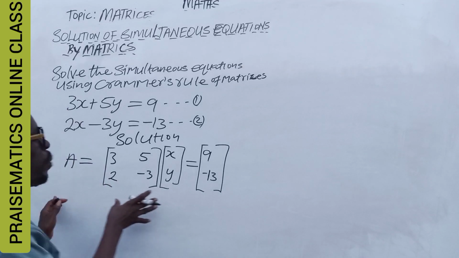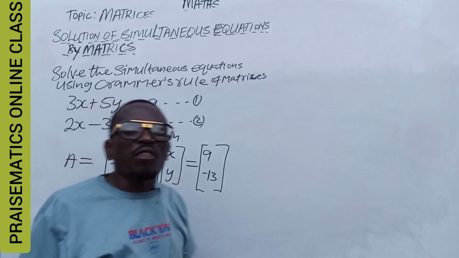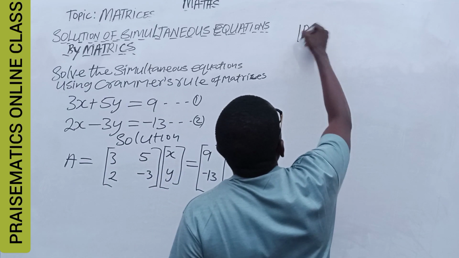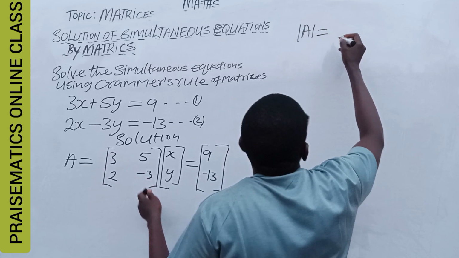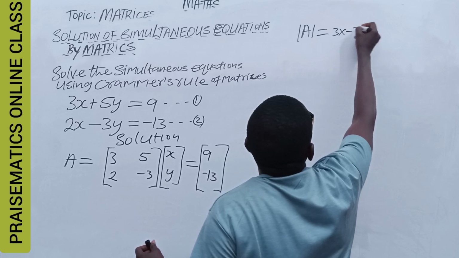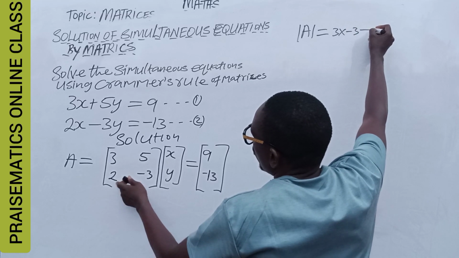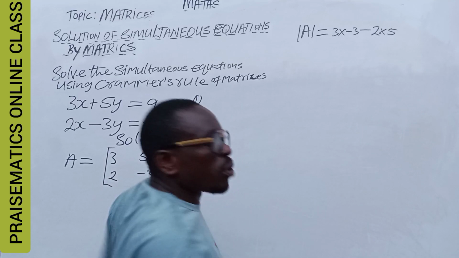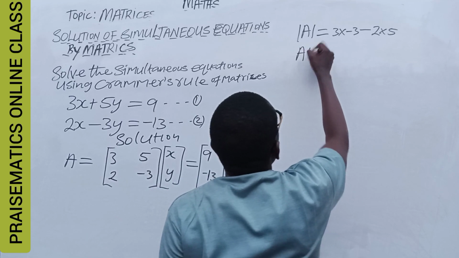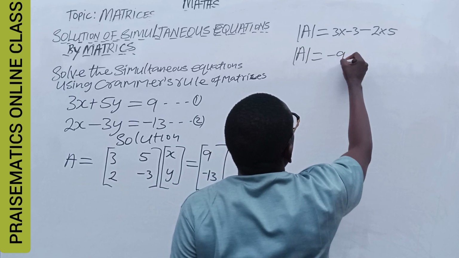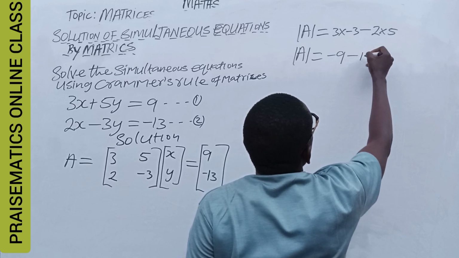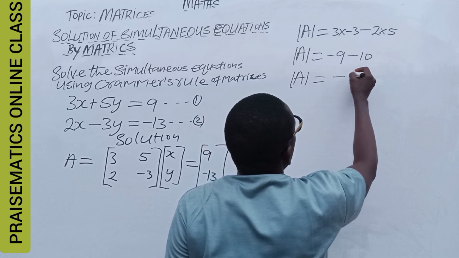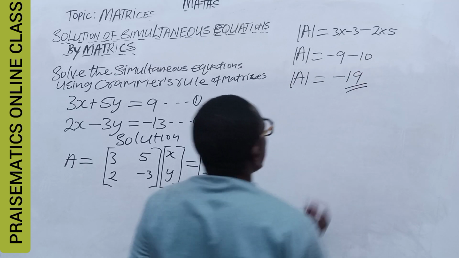After writing the augmented matrices, the next step is to find what we call the A determinant. Now let's go. You always remember, this times this minus this times this: 3 times -3 minus 2 times 5. So the A determinant is equal to -9 minus 10, which gives us -19. And that is our A determinant.